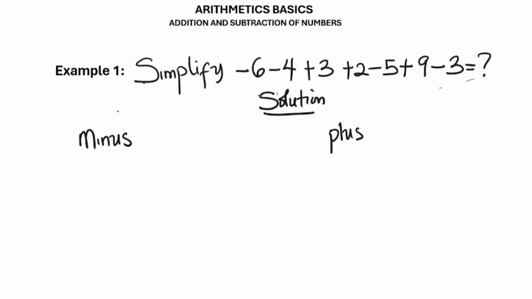And understand that every single number has a sign accompanying it. So for every number, let's take 2 for instance, 2 always has an invisible plus accompanying it.